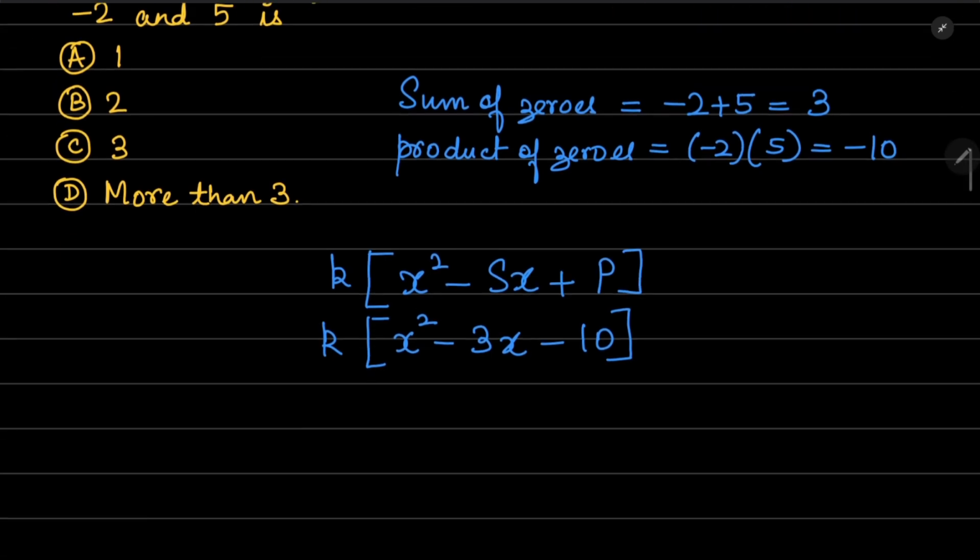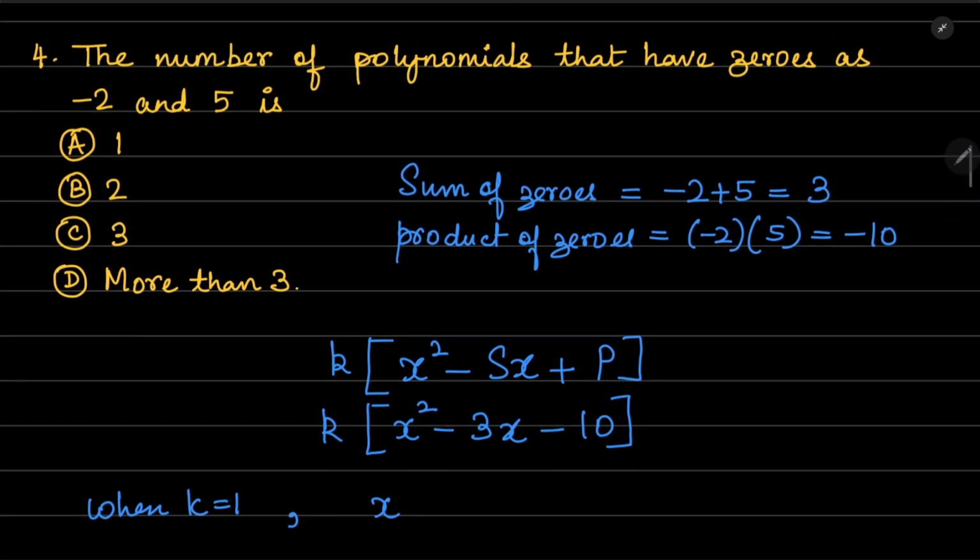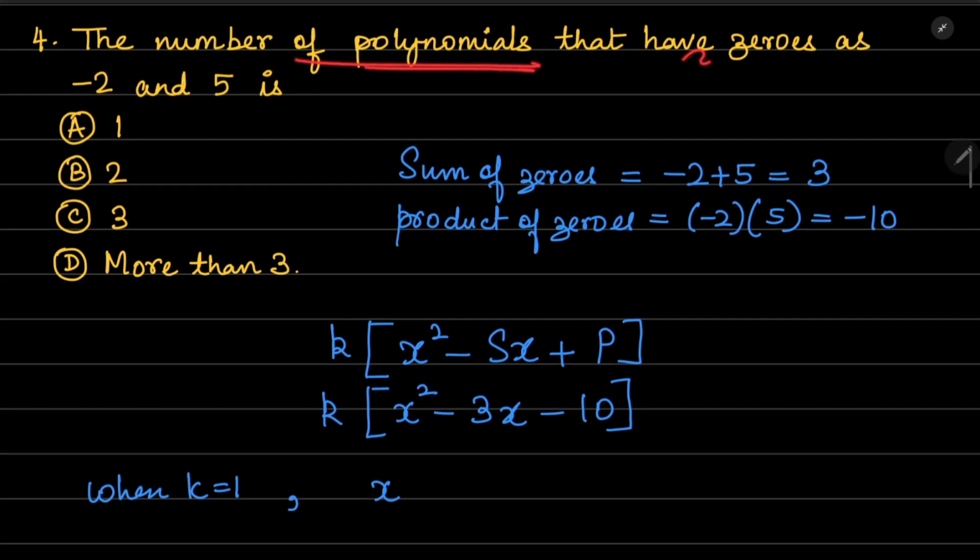Now for any value of k, suppose I write k equal to 1. The required polynomial, you are asked to find the polynomial that has the zeros as -2 and 5. So we found the sum and the product of the zeros, and using the sum and product we were able to find the basic required quadratic polynomial using this formula, right? Now for k equal to 1, the quadratic polynomial will be x square minus 3x minus 10.